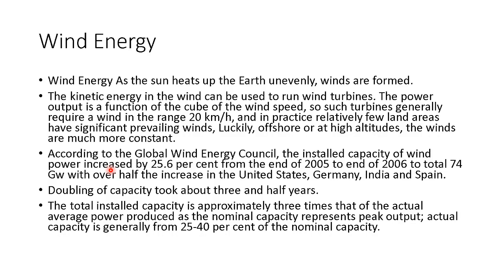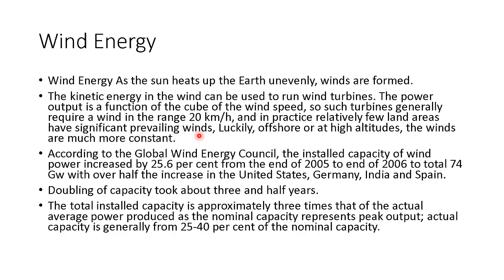The power output is a function of the cube of wind speed. Turbines generally require wind in the range of 20 km per hour, and this speed is available only in hilly regions or at high altitude. And even the wind flow or speed is constant in that region.